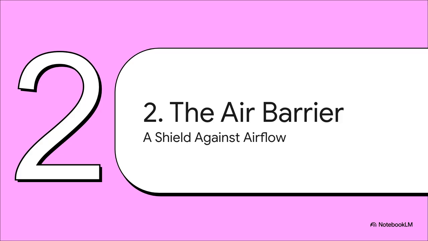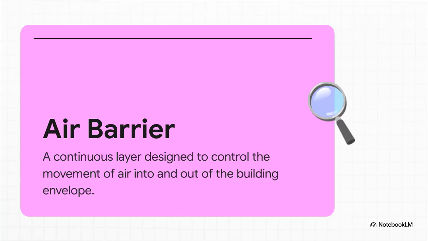Okay, on to our first key player, the air barrier. For the ARE, I want you to picture this thing as the building's ultimate unbroken shield. Its one and only job is to stop unwanted air from moving around. It's all about air tightness. Now, the official definition has the biggest clue, and that's the word continuous. It's a continuous layer. Its purpose is to stop air from leaking in, that's infiltration, and to stop air from leaking out, that's exfiltration. Simple as that.